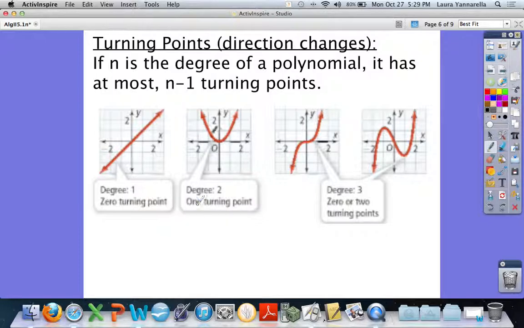A quadratic, however, has a power of 2, but 2 minus 1 is 1. That means it has 1 turning point. Turning points are where it goes from going down to suddenly going up, or going up to suddenly going down. Now, both of these are cubics because I see 2 turning points for both. 1, 2, 1, 2. And of course, if you have 2 turning points, your degree must be 1 more, or 3.